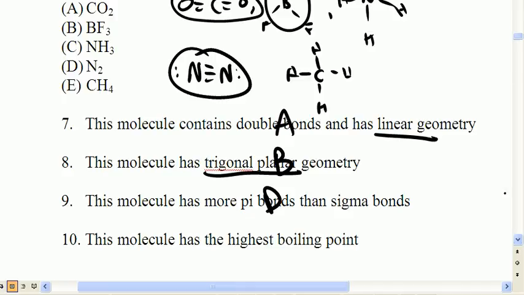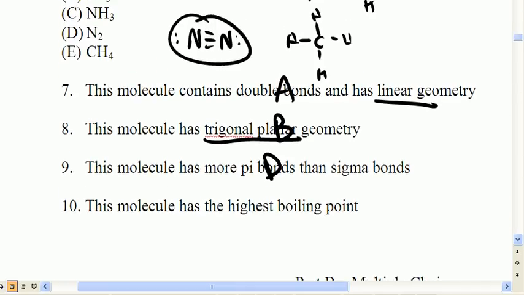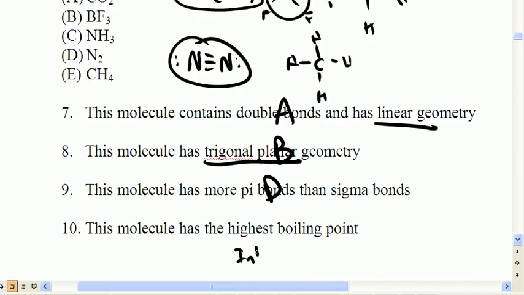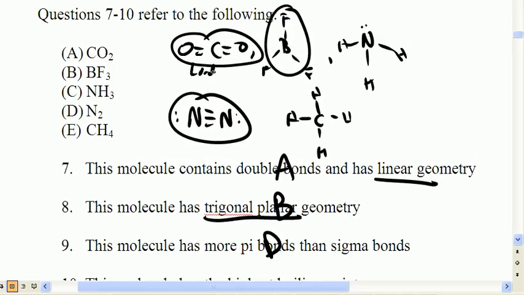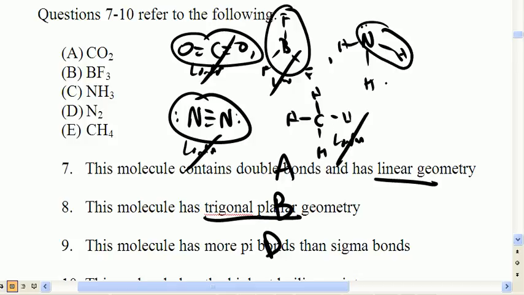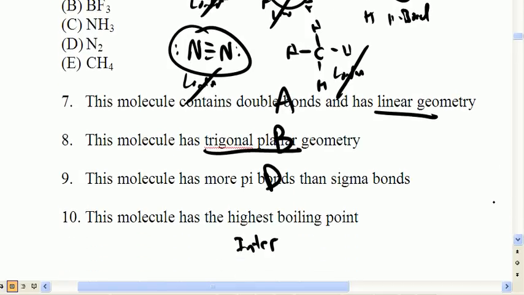The highest boiling point, that has to do with the intermolecular interactions. So we got London here, that's the lowest, get rid of that. London, lowest, get rid of that. And H, that's a hydrogen bond. So that's got the highest boiling point, NH3, so C.